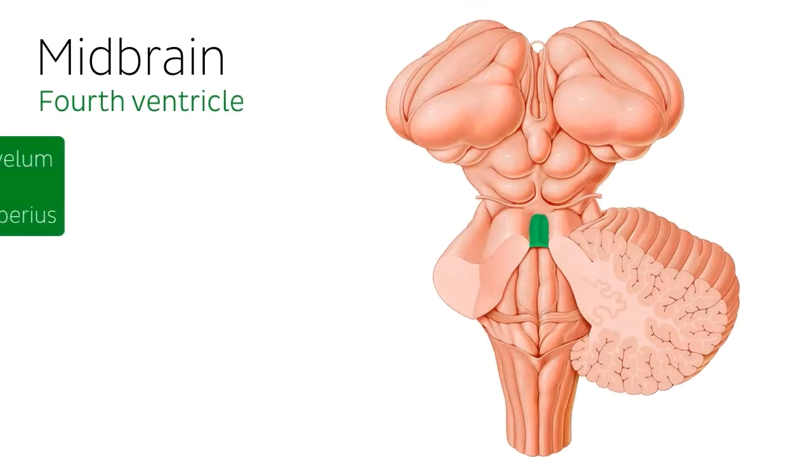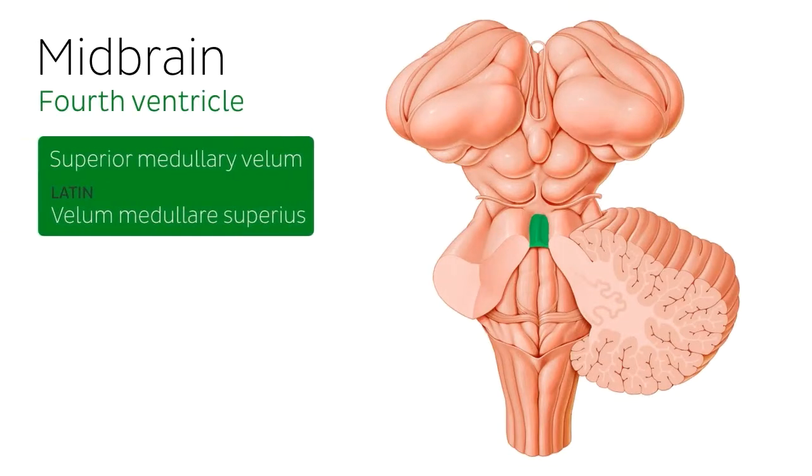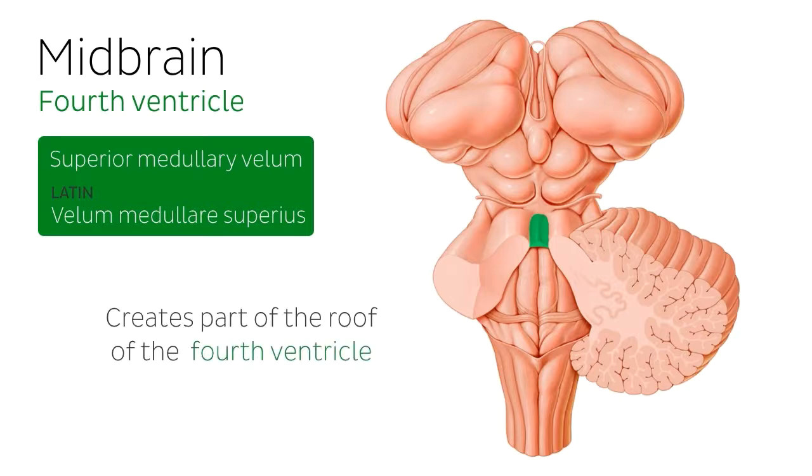Within the region of the midbrain, there are a couple other structures that can be found, which we'll also have a look at. And the first one of these is the superior medullary velum, which is a transparent lamina of white matter found between the two superior cerebellar peduncles, which are these structures just here. And the superior medullary velum is important to note, as along with the superior cerebellar peduncles, it creates part of the roof of the fourth ventricle.